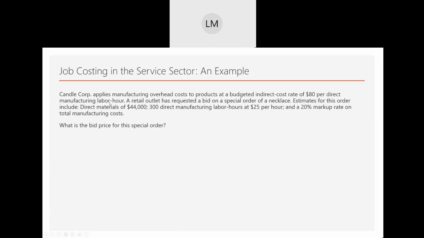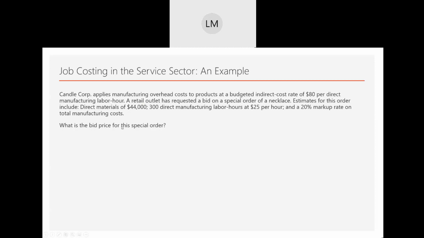So Kindle Corporation applies manufacturing overhead costs to products at a budgeted indirect cost rate of $80 per hour of manufacturing labor hours. A retail outlet has requested a bid on a special order of necklace. Estimates for the special order include direct materials of $44,000, 300 direct manufacturing labor hours at $25 per hour, and a 20% markup rate on total manufacturing costs. What is the bid price for the special order?